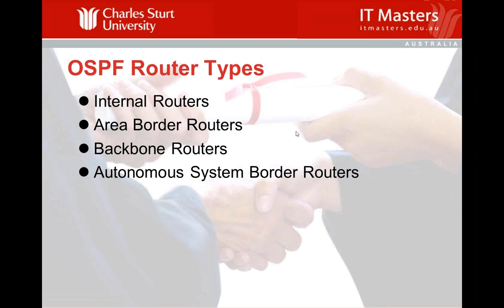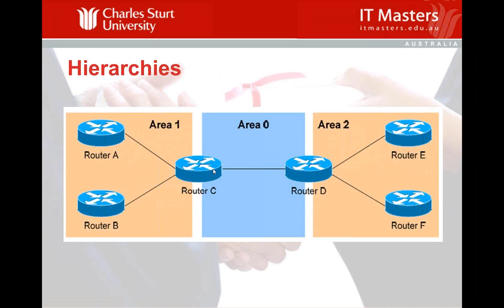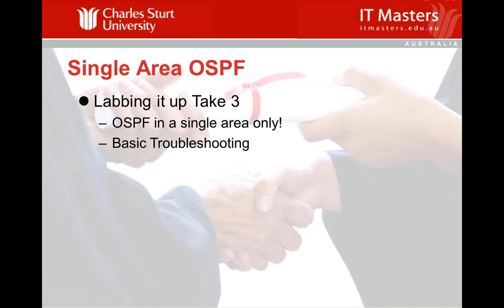Okay, so OSPF router types. We've got the internal routers, which again only exist in one area. We have an area border router, which we saw before, containing interfaces in at least two separate areas. We have a backbone router, which is C and D. They're backbone routers because they have at least one interface in area zero, which is the backbone area. And we have autonomous system border routers. We haven't got an example in here, but if, for instance, there was another router out here that connected to router A that was in a different autonomous system, that would make router A an autonomous system border router, or autonomous system boundary router.